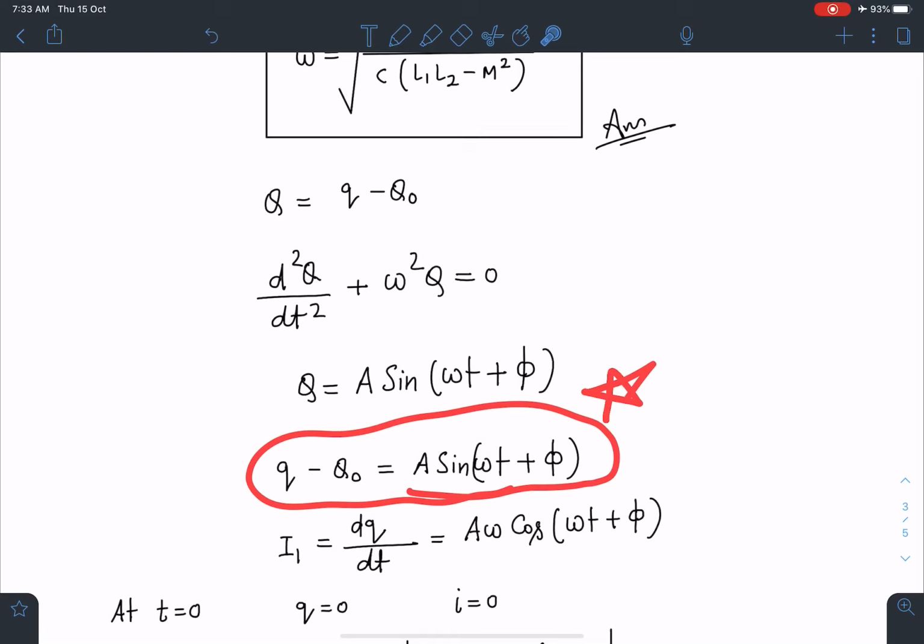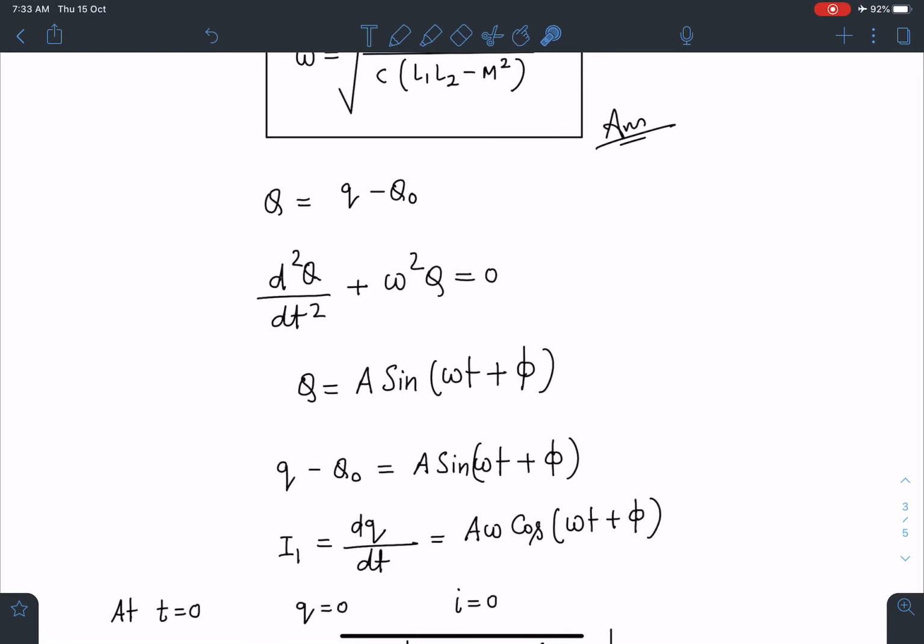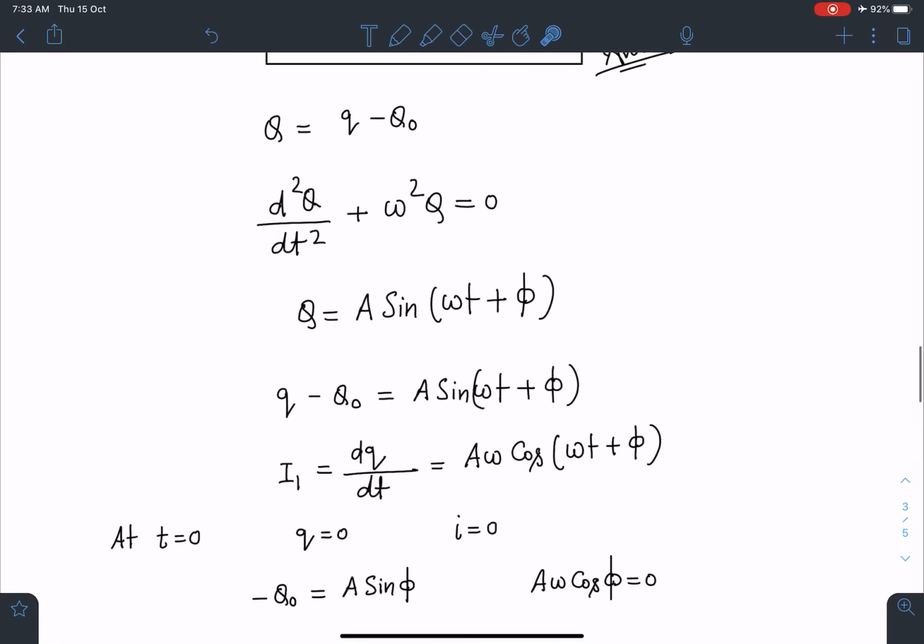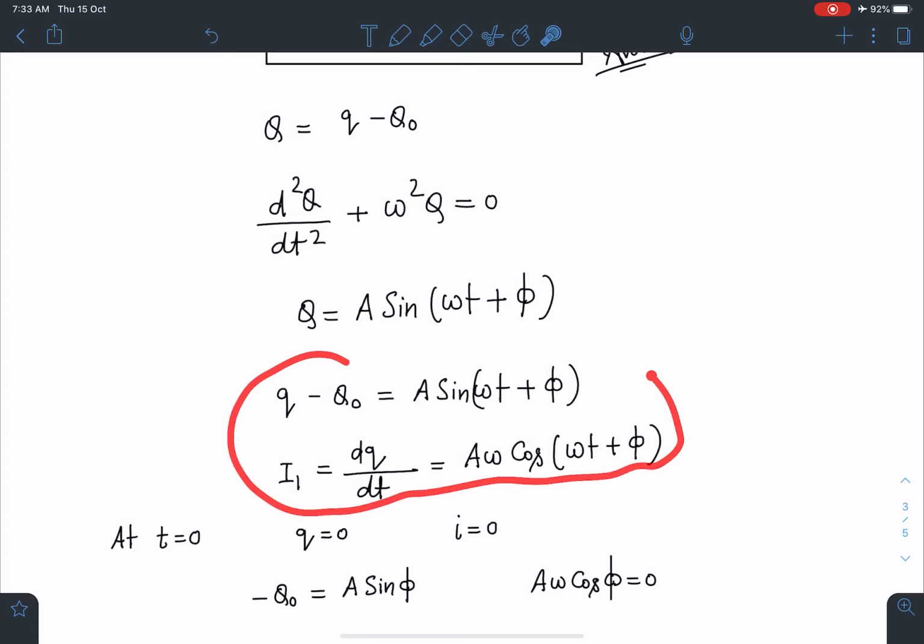Phi is unknown to me. A is also unknown to me. But I have the conditions that at t equal to 0, charge flowing through the circuit, small q, was 0, and also current flowing through the primary circuit was 0. That means I1 was also 0. So I1 I'm calculating from here. These two functions are with me, so I'm going to substitute here.